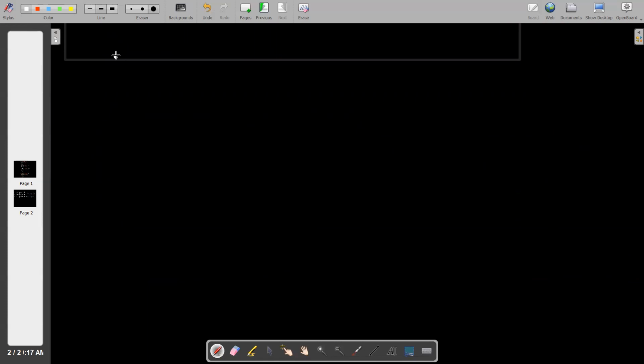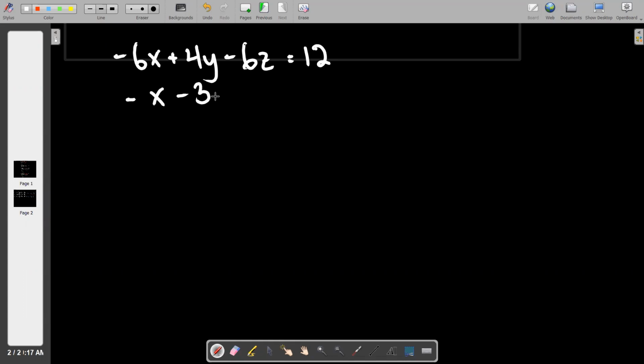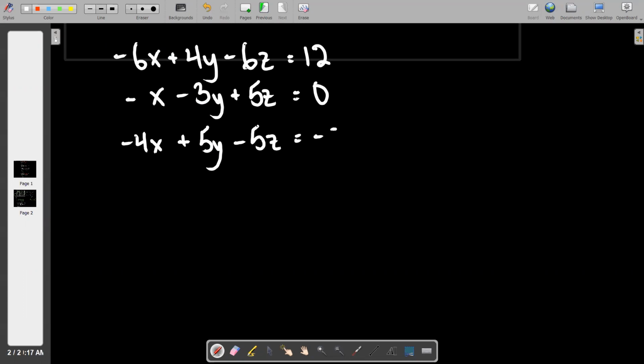Again, please be careful as you write these down. I'll read out loud as I write so you don't have to wonder. -6x plus 4y minus 6z equals 12. And then the second row is -x minus 3y plus 5z equals 0. And then the third row is -4x plus 5y minus 5z equals -2.